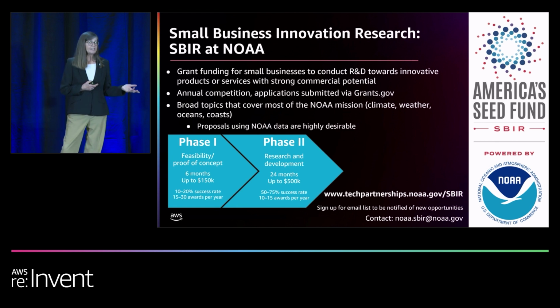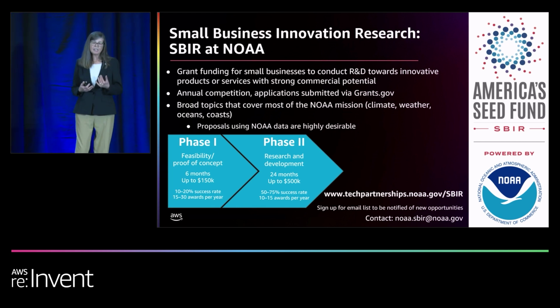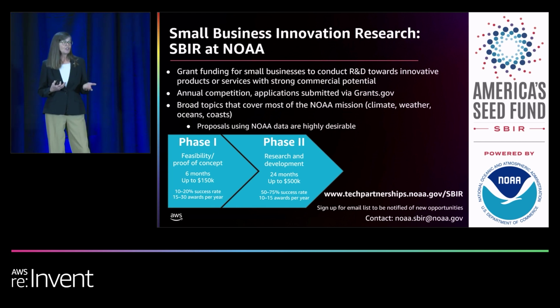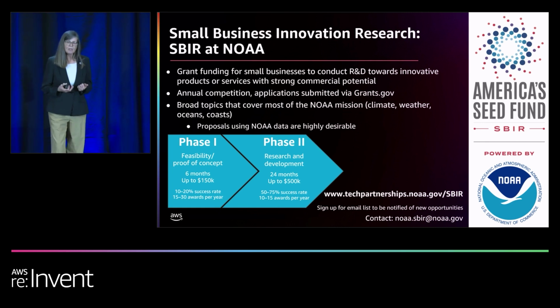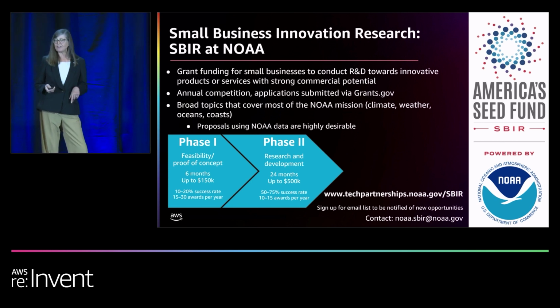The program is organized into 2 phases, with phase 1 supporting feasibility studies for 6 months and up to $150K, and phase 2 supporting further research and development for up to 2 years and $500,000. Questions about the program can also be directed to noaa.sbir@noaa.gov, and there will be a QR code at the end of the presentation.